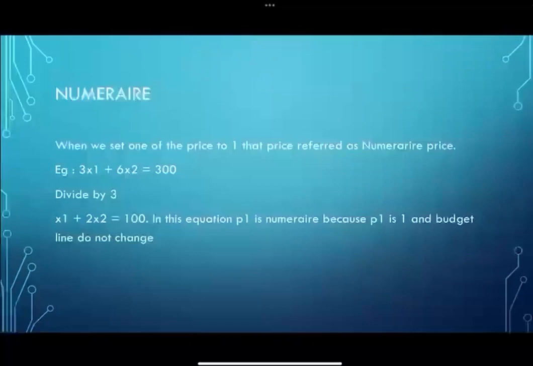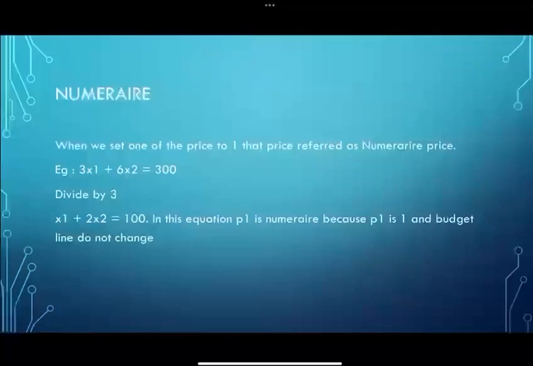You will get x1 plus 2x2 equal to 100. Here x1 is the numeraire. Why? Because the x1 price has now become 1. It is not only applicable in the case of price, it is also applicable in the case of income. For example, if you divide this equation by 300, the income will become 1. If any income or price is 1, that term is referred to as the numeraire.